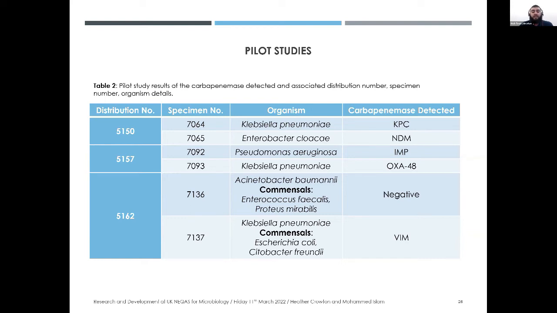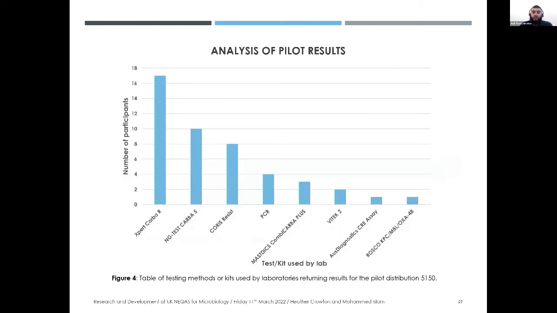5150 was sent out in July 2021, 5157 in August 2021, and 5162 was sent out in December 2021. The pilot distribution was sent to 63 labs, and participants were given 3 weeks to return results, and the results were not scored. Of the 63 participants, 47 labs returned results, with 1 lab returning no testing results for the pilot distribution 5150.